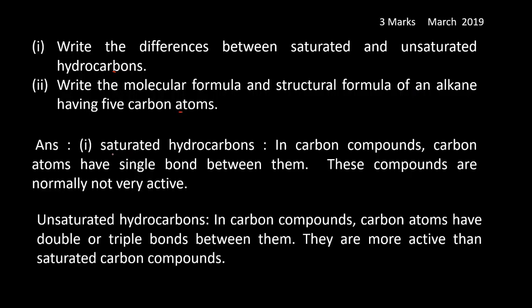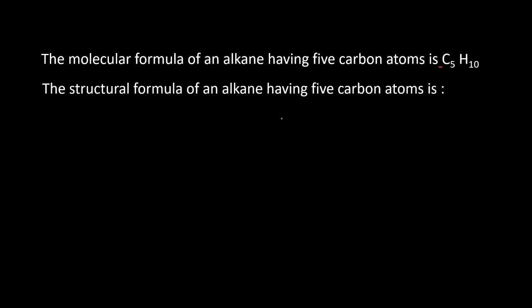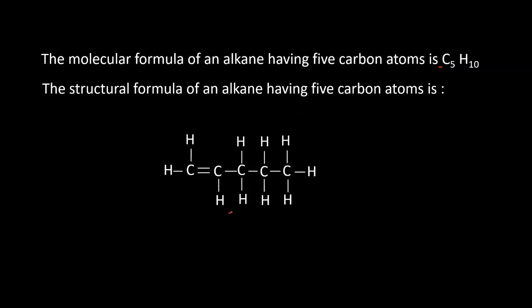Answer is, first, saturated hydrocarbons. In carbon compounds, carbon atoms have single bond between them. These compounds are normally not very active. Unsaturated hydrocarbons. In carbon compounds, carbon atoms have double or triple bonds between them. They are more active than saturated carbon compounds. The molecular formula of an alkane having 5 carbon atoms is C5H12. Here is the structural formula of an alkane having 5 carbon atoms.